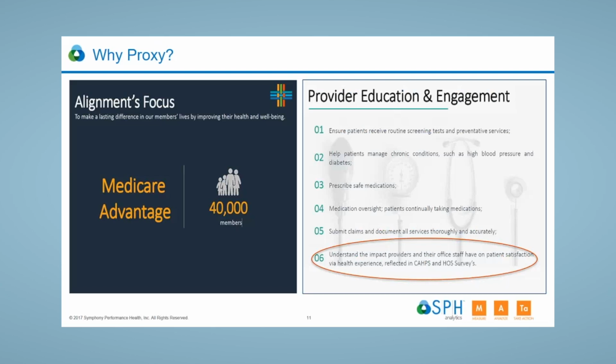So what Alignment did was identify a need based off of prior year's CAHPS survey results to implement what we called a provider ecosystem. Part of that provider ecosystem was to understand how provider offices are operating that affect our members' perceptions. So in June, we launched with SPH the proxy or drill down survey to more clearly understand how our members were identifying their provider experience.